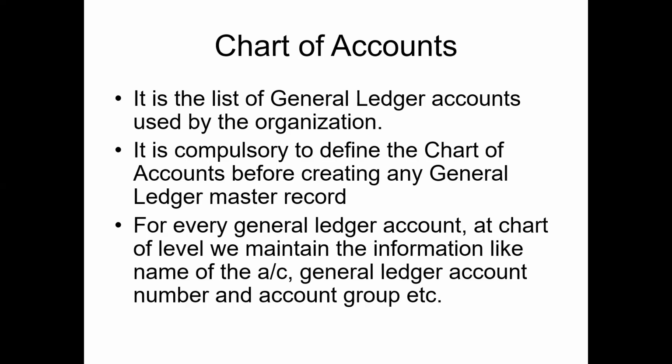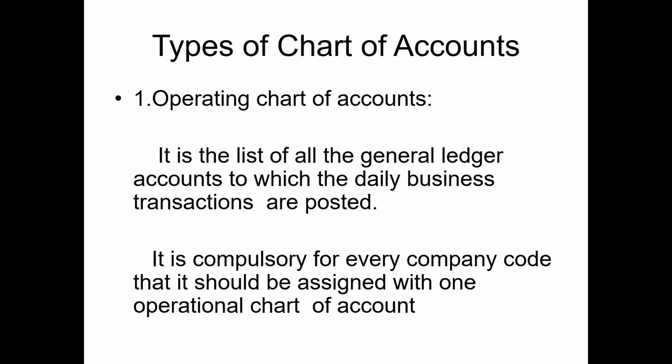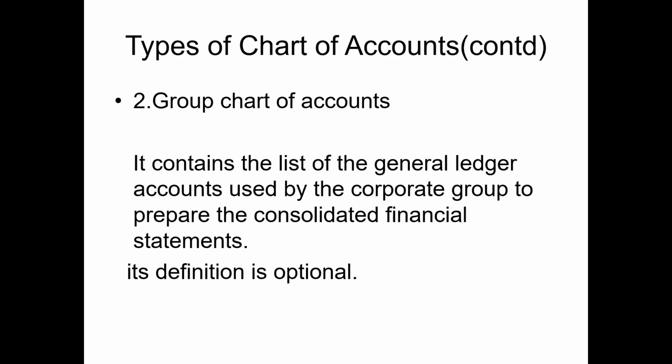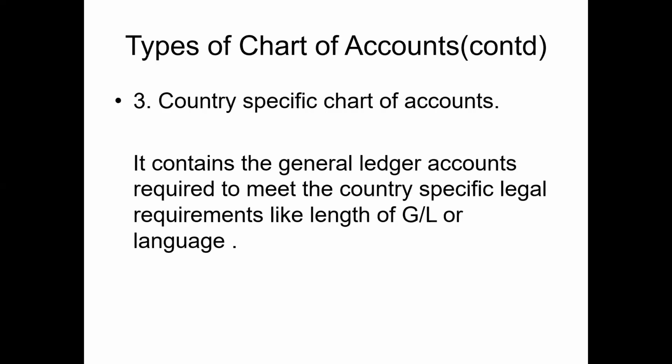It is saying that the chart of accounts is nothing but a list of GL accounts used by an organization, and it is mandatory. It is compulsory that we define a chart of accounts, and it should also be assigned to the company code. There are basically three types of chart of accounts: one is the operating chart of accounts, second is the group chart of accounts, third is the country-specific chart of accounts.